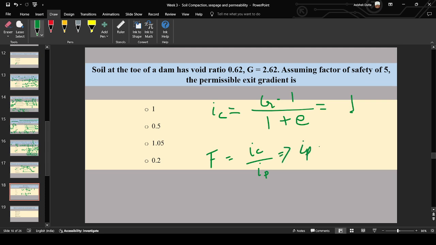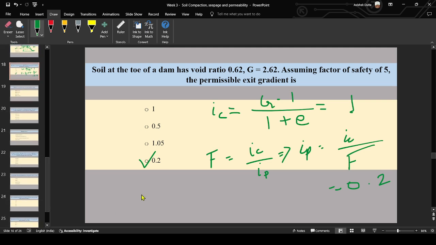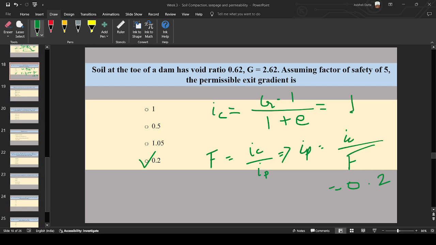IP will be equal to IC divided by F. So 1 divided by 5 with the factor of safety. The value is 0.2. So factor of safety is the critical hydraulic gradient divided by the permissible exit gradient. From here we can find out the permissible exit gradient. Yes, 0.2, correct. Good.